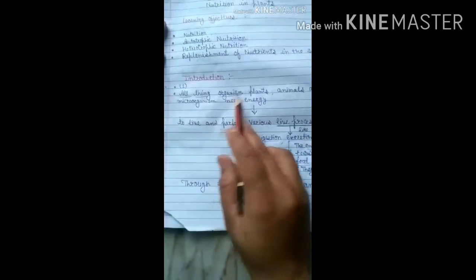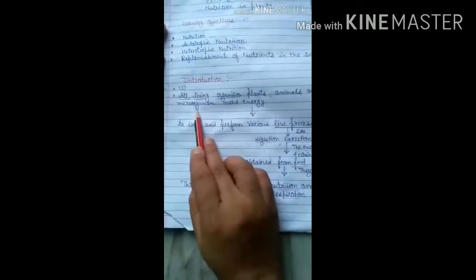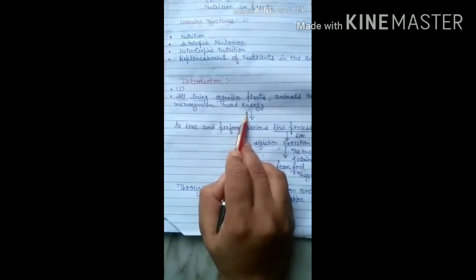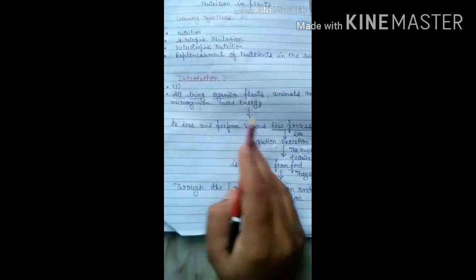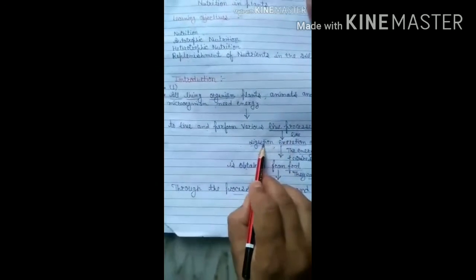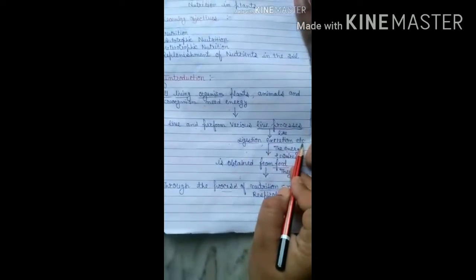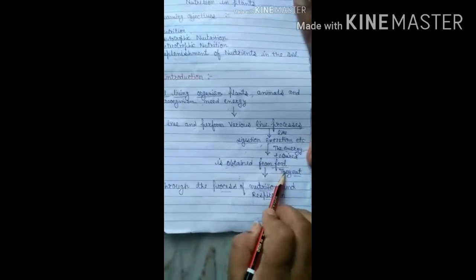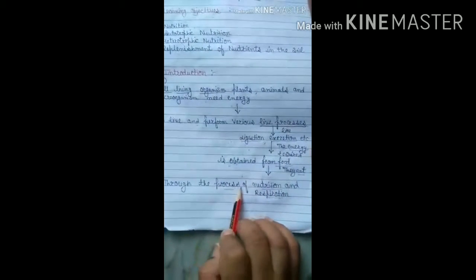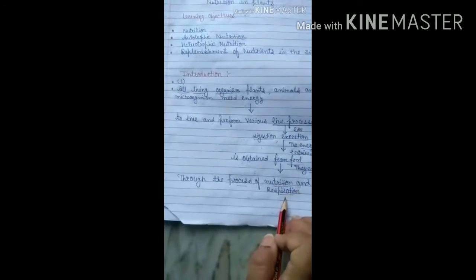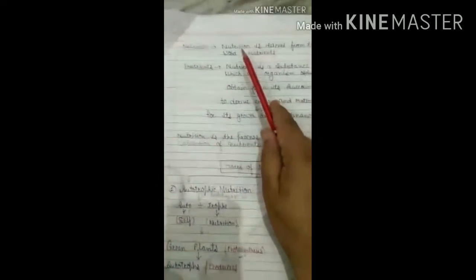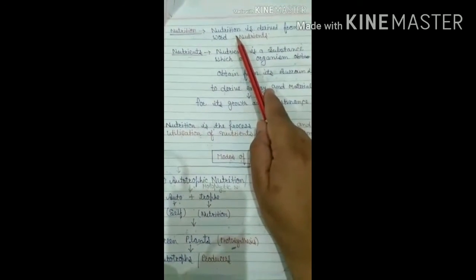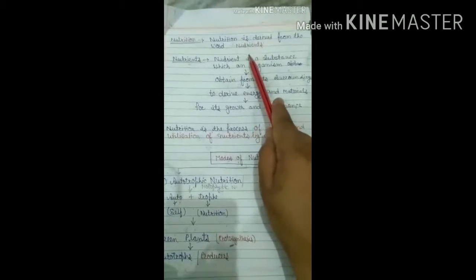Introduction. All living organisms, plants, animals, and microorganisms need energy to live and perform various life processes like digestion, excretion, etc. The energy required is obtained from food which they eat through the process of nutrition and respiration. Nutrition is derived from the word nutrients.